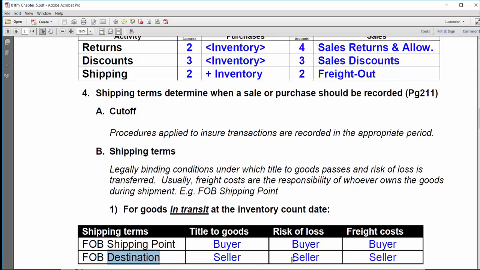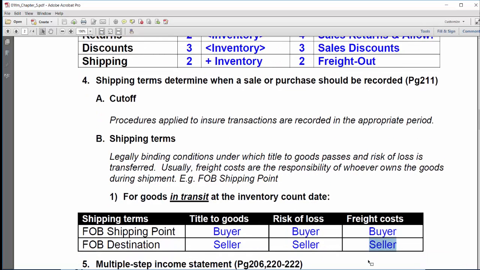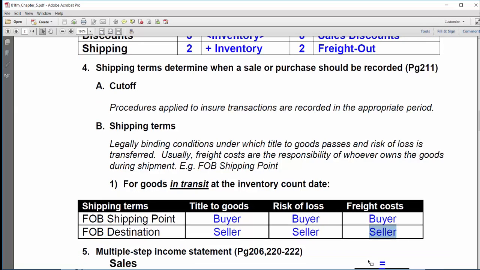And if it gets lost or damaged in transit, that's the seller's responsibility to have insurance on it, and the freight costs are also paid by the seller. Now, we put all this information together, and we'll see we have a new kind of income statement that we never had before. Before it was just revenues minus expenses equals net income. Now we have multiple steps we're going to go through as we compute net income.